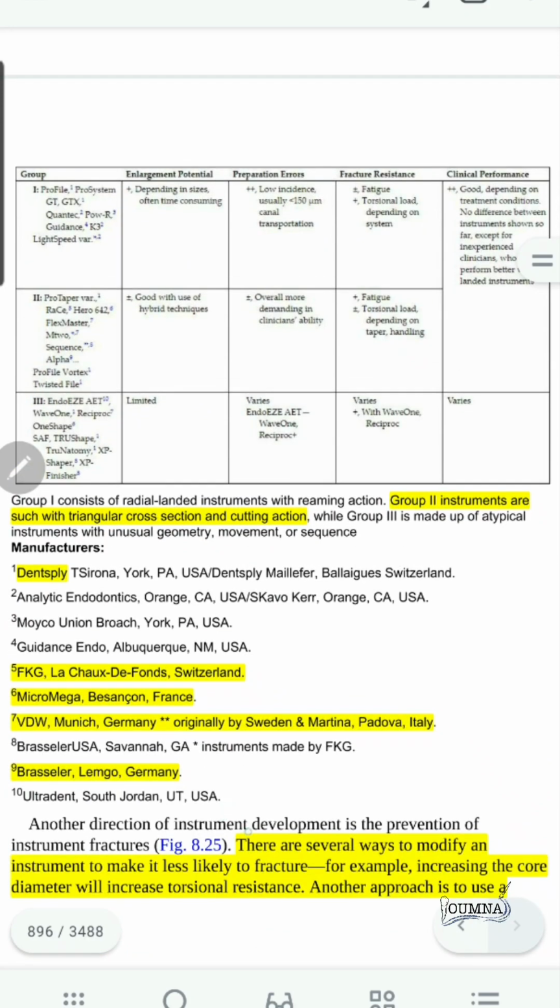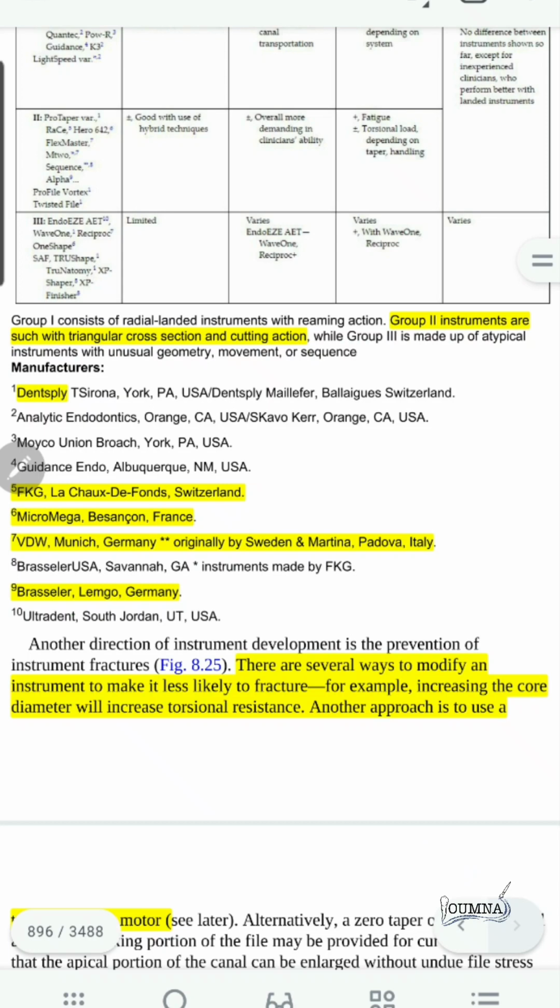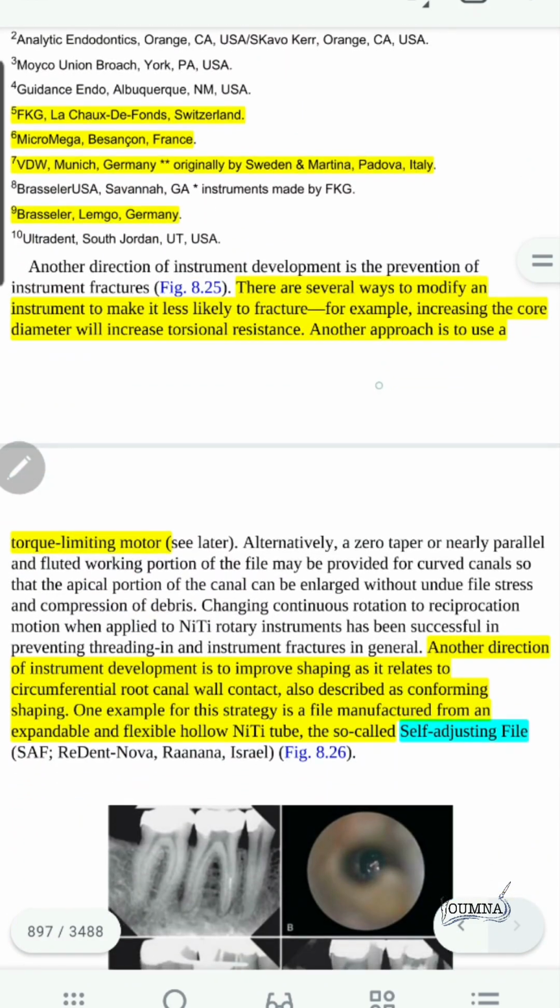Here are so many types and systems of the nickel titanium rotary files. The most important for us is the group 2 instruments, which have a triangle cross section and a cutting action. Here are the names of the manufacturers.